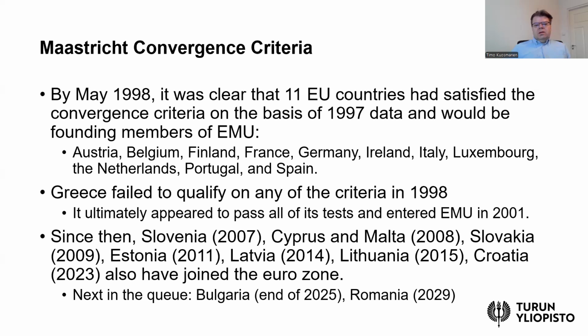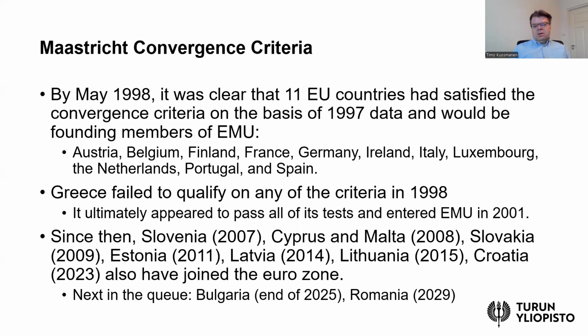Notice that the Maastricht Convergence Criteria were followed up in the 1990s, and by May 1998, 11 EU countries satisfied these convergence criteria, and they would be the founding members of the European Monetary Union. These included Austria, Belgium, Finland, France, Germany, Ireland, Italy, Luxembourg, the Netherlands, Portugal, and Spain. Initially, Greece failed to qualify, but it would enter EMU a little bit later, in 2001.